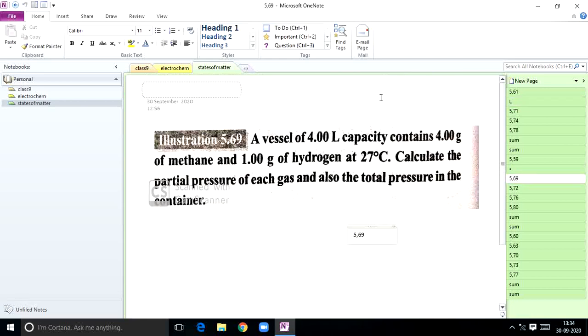A vessel of 4 liter capacity contains 4 grams of methane and 1 gram of hydrogen. Calculate the partial pressure of each gas and total pressure of the container. So same model, students. It's left for you. You have to calculate using the PV is equal to nRT formula. You apply it separately to calculate partial pressure of hydrogen, and separately partial pressure of methane gas. Number of moles of hydrogen, number of moles of methane also you have to calculate.